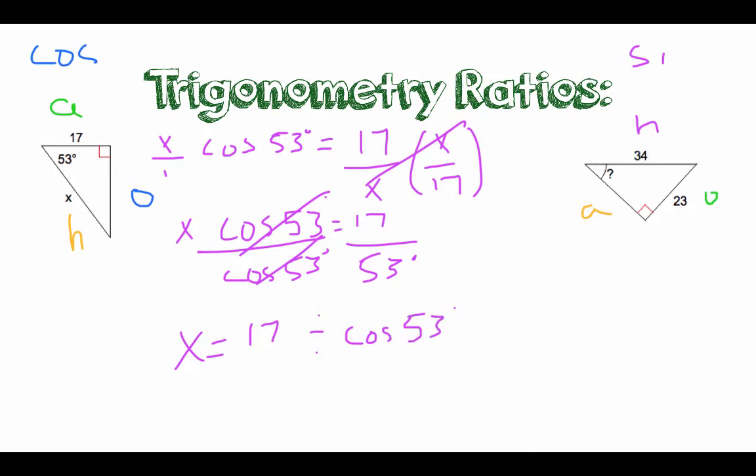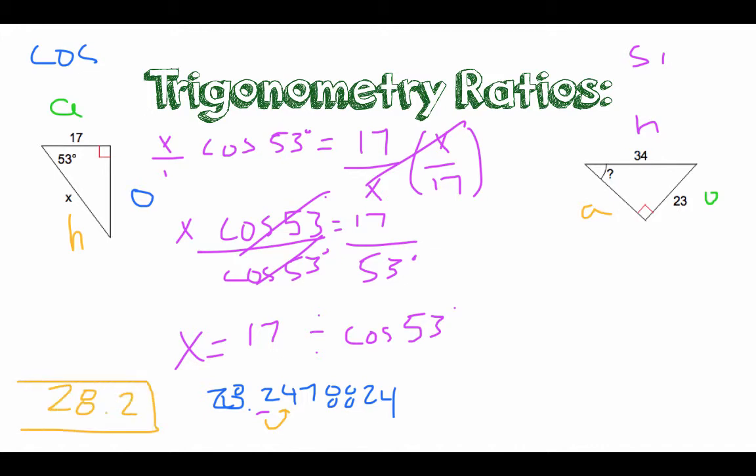All right, and that's what you would just plug into your calculator. As I do that, what we'll get is 17 divided by cosine of 53. Close my parentheses out, right? And I'm left with 28.2478824. To round to the nearest tenth, I pay attention to just that first digit after the decimal, and for my final answer I'm given 28.2. Nothing changes. I don't need to round there.